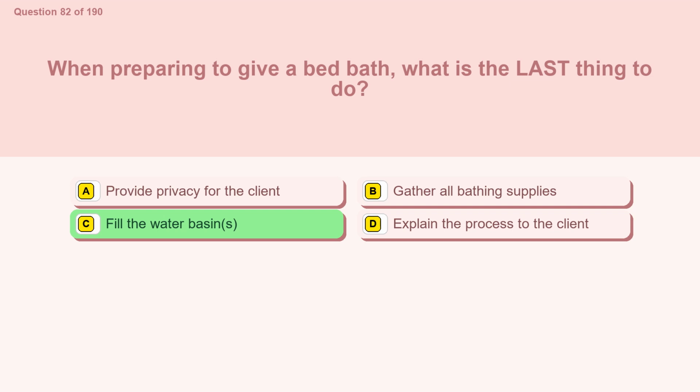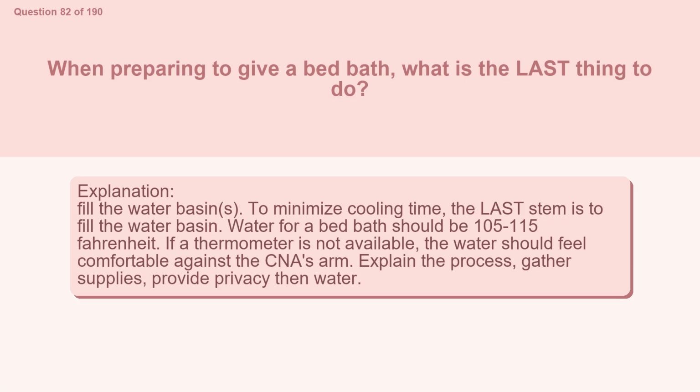The correct answer is option C, fill the water basin. To minimize cooling time, the last step is to fill the water basin. Water for a bed bath should be 105 to 115 Fahrenheit. If a thermometer is not available, the water should feel comfortable against the CNA's arm. Explain the process, gather supplies, provide privacy, then water.